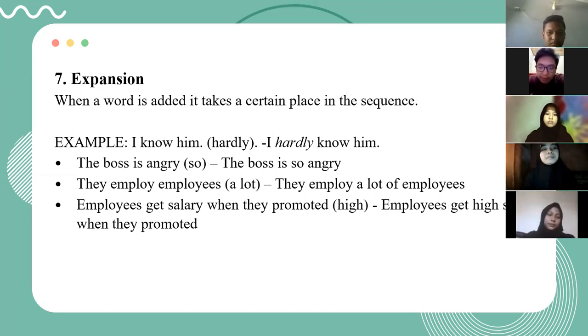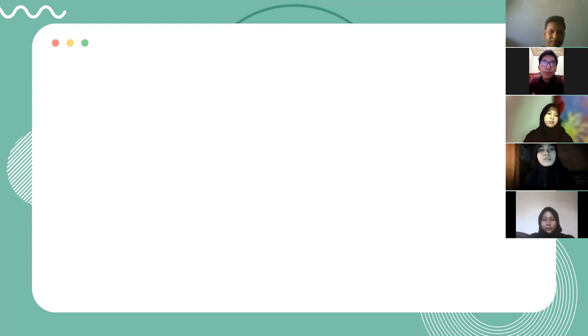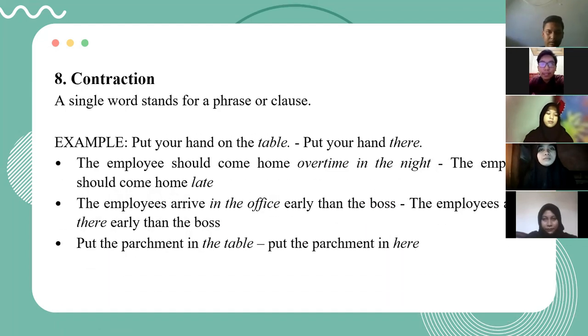Nice. They employ employees, parenthesis a lot. They employ a lot of employees. Nice. Employees get salary when they are promoted, parenthesis high. Employees get high salary when they are promoted. Nice. Then we move up to our eighth type of learning. Contraction. A single word stands for a phrase or clause.